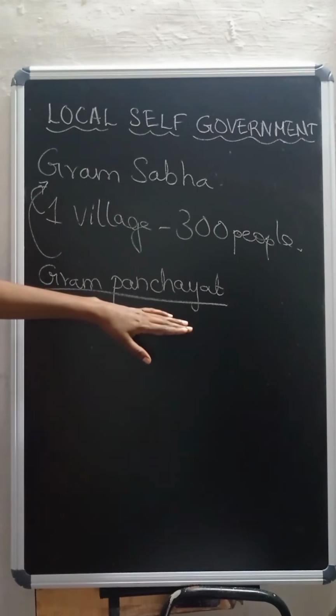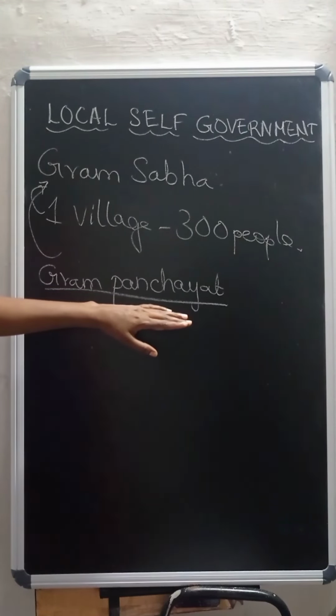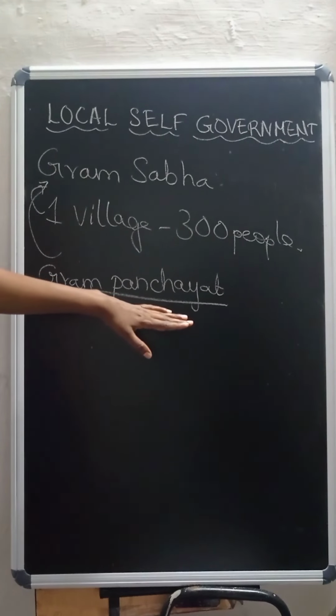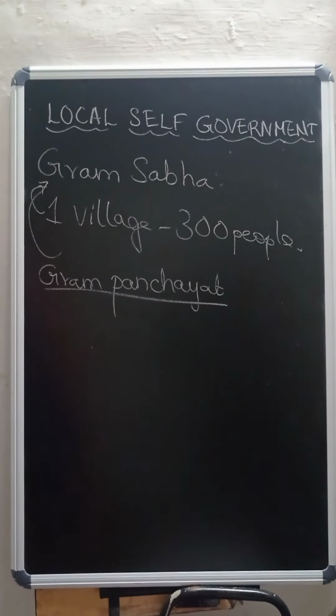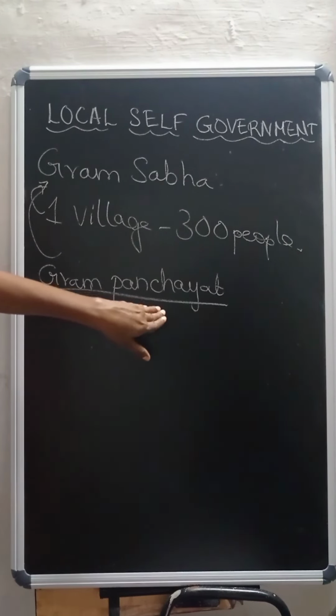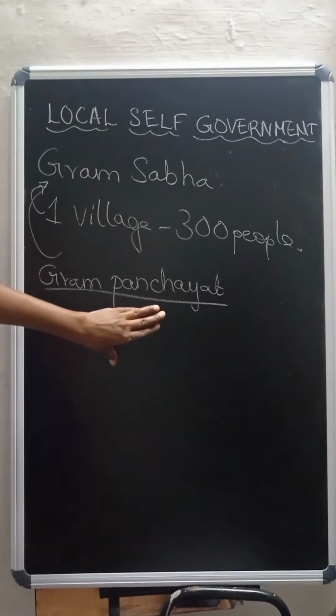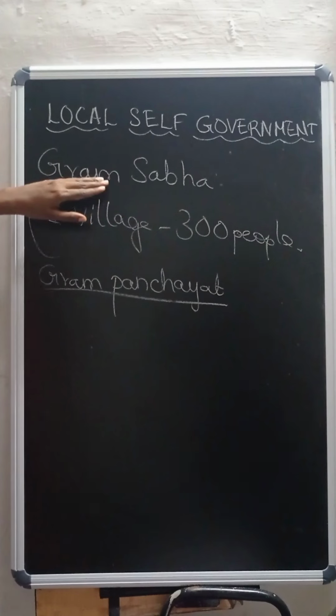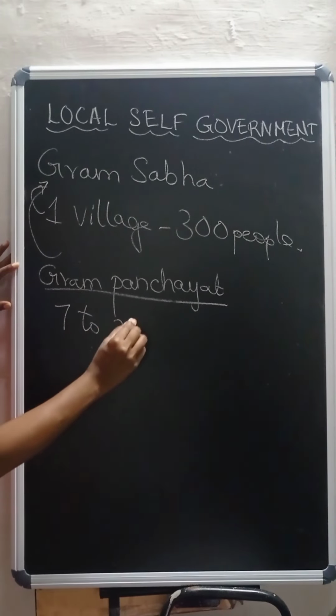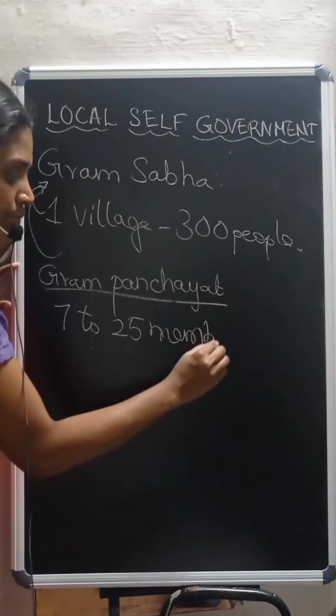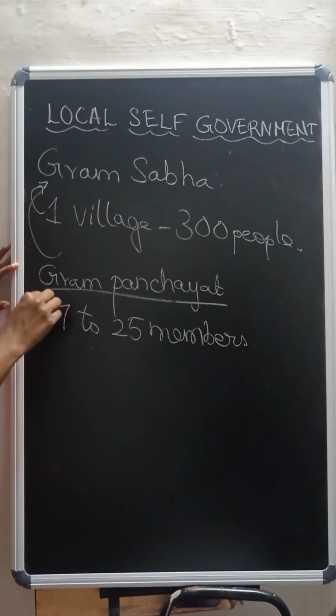For small cases they will give the judgment, and if they find any criminal cases, or somebody doing something wrong, they will impose a fine on that person. You would have watched this, right? So Panchayat means 5 elderly people forming an assembly. Now these Gram Sabha members will vote and elect some 7 to 25 members. These members form the Gram Panchayat.